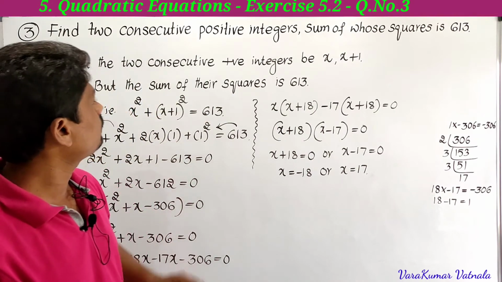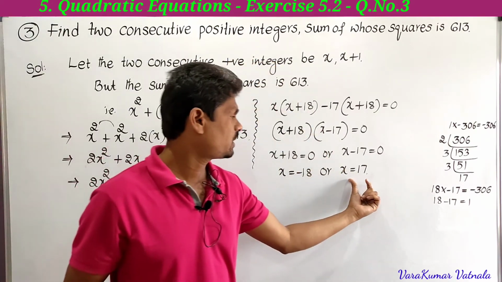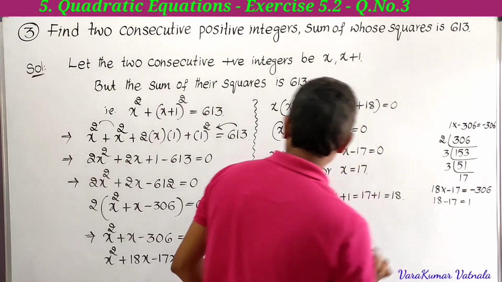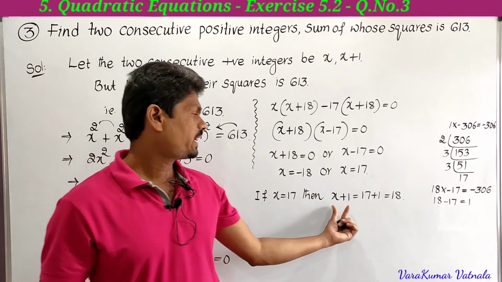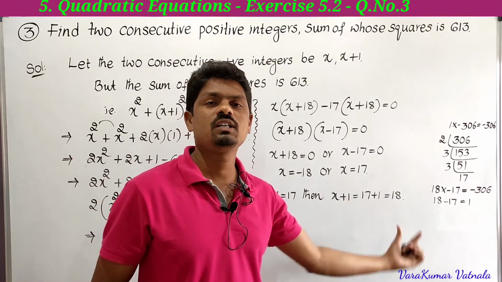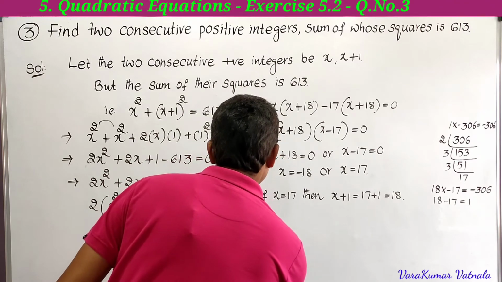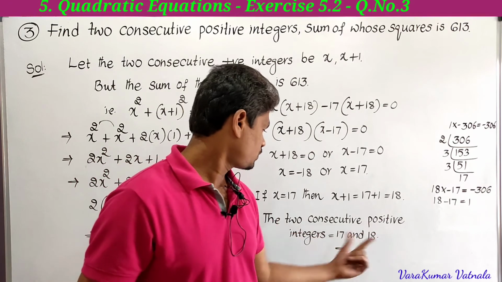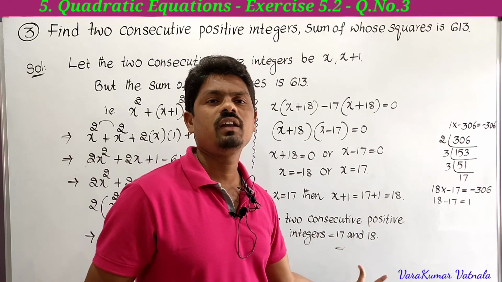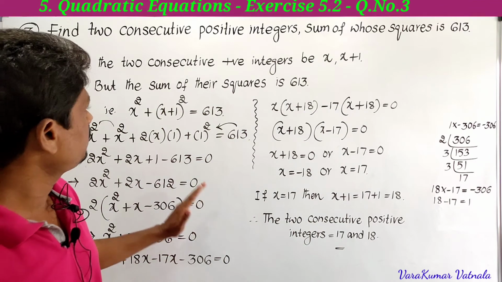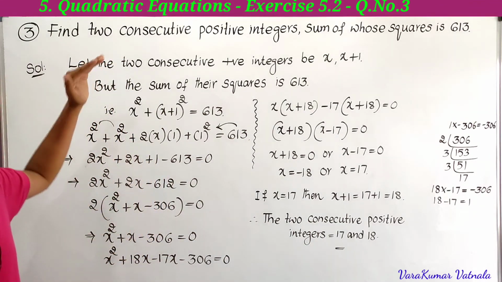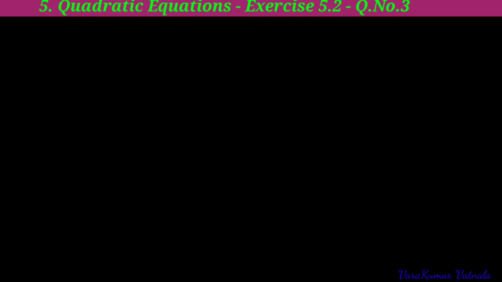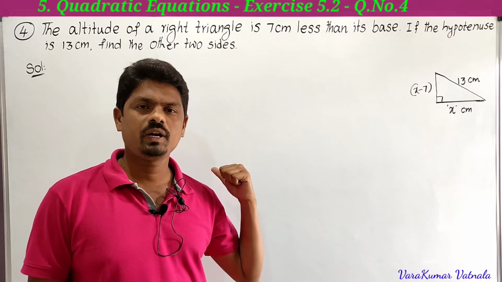Since the given numbers are positive integers, we have to take only the positive number. Therefore if x is equal to 17, then x plus 1 is equal to 17 plus 1, that is 18. Therefore the two consecutive positive integers are 17 and 18. Like this we can find. This is the third problem in the 5.2 exercise. Next we have to solve the fourth problem. This is the fourth problem in the 5.2 exercise.